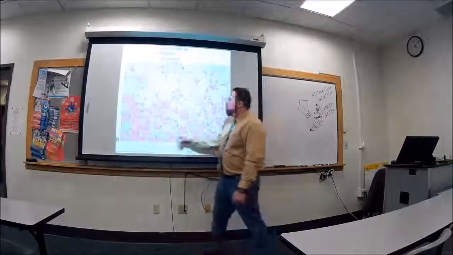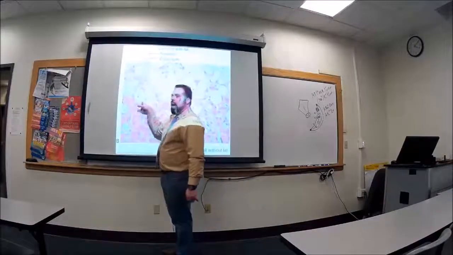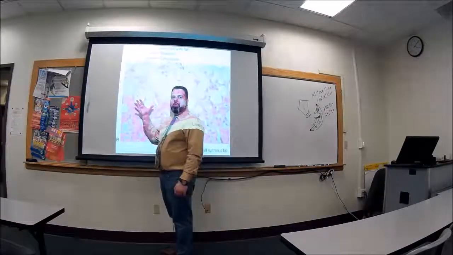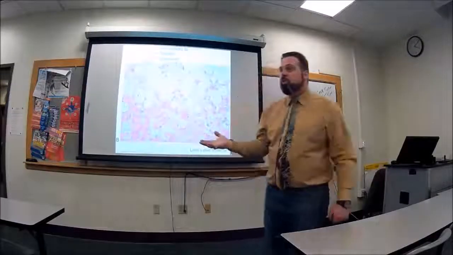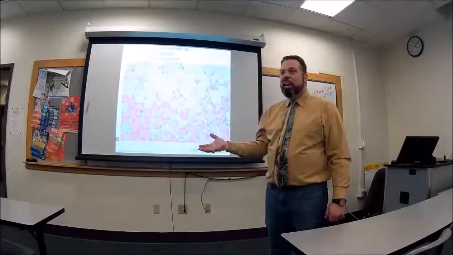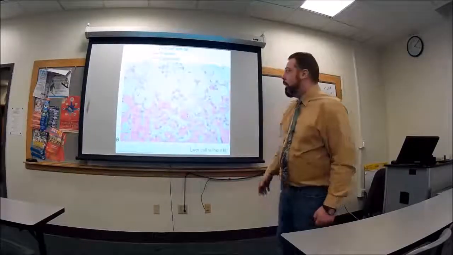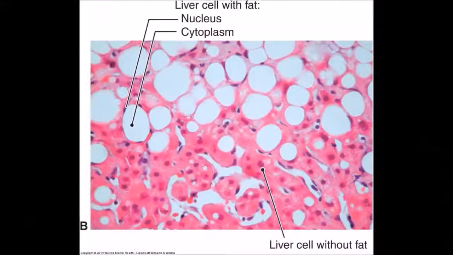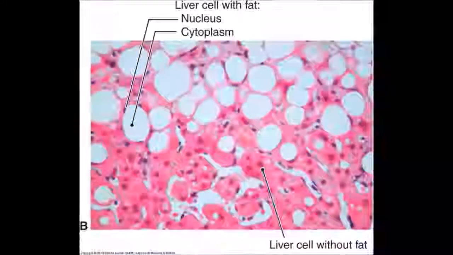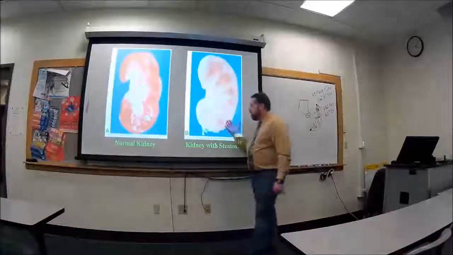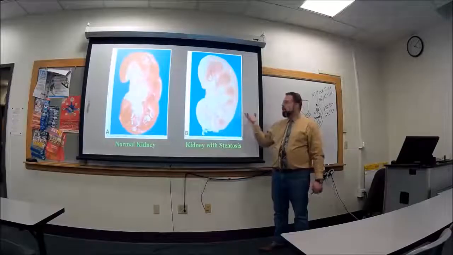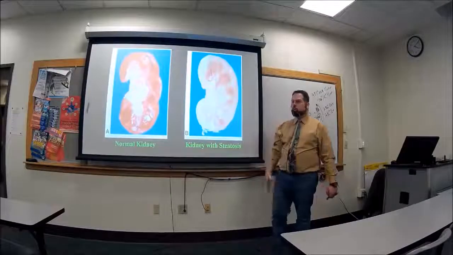So here you can see some of the fatty change. It's filled with fat, right? Fat doesn't really stain very well. You can see right through it. They look like adipose tissue, and adipose is filled with fat. That's what's happening. Here's a kidney that's normal. Here's a kidney that has a fatty change. See all the yellow in there, right? You can see it grossly too.